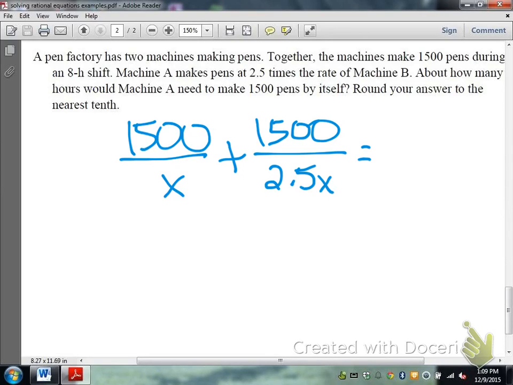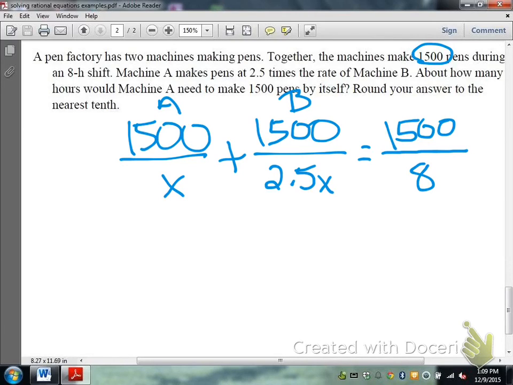Together they make 1,500 in 8 hours. But the question wants to know how long it takes to make 1,500 by itself, so it's still the 1,500. Here's machine A, here's machine B. We put them together, and we get the combined rate of 1,500 pens in 8 hours. 1,500 divided by 8.